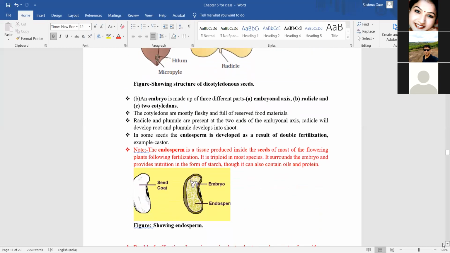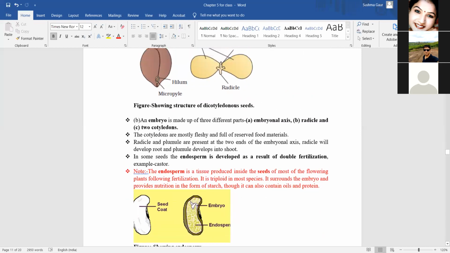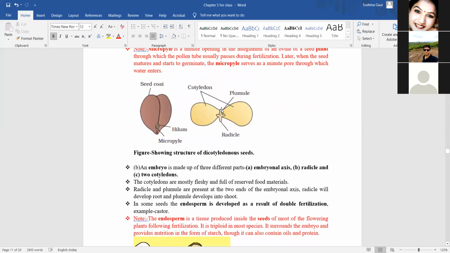So now an embryo is made up of three different parts: embryonal axis, radicle, and two cotyledons. So this is your embryonal axis. The one in the center is the cotyledon. This is the radicle. This is the plumule. ठीक है?